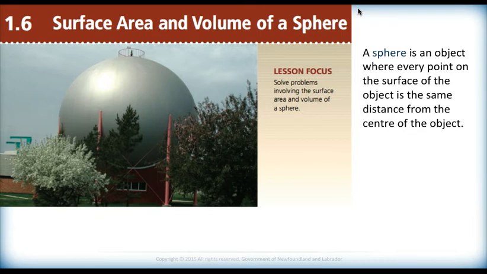Before we get started, it is important to notice the definition of a sphere. A sphere is an object where every point on the surface of the object is the same distance from the center of the object. This object, the sphere, may be new to you, therefore let's take a further look.